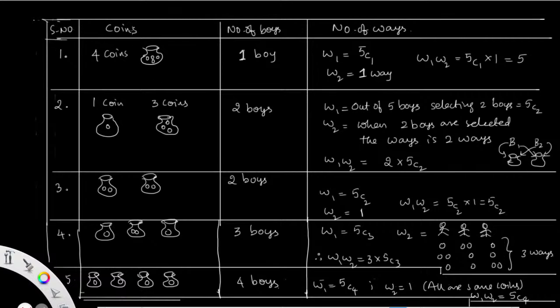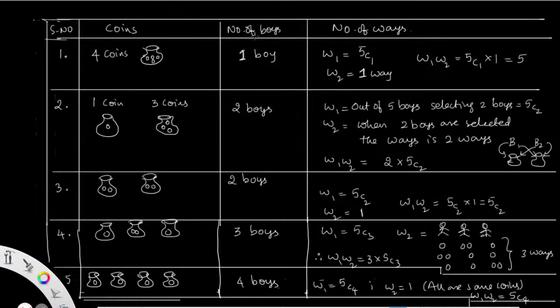Suppose I am writing the coins, serial numbers, and the number of boys as the number of ways. So there is a choice to write the 4 coins and the number of boys choices here, and the total value becomes like this. Suppose the 4 coins are all in one bag. 4 coins are there in this bag, but I am distributing them out of 5 boys.